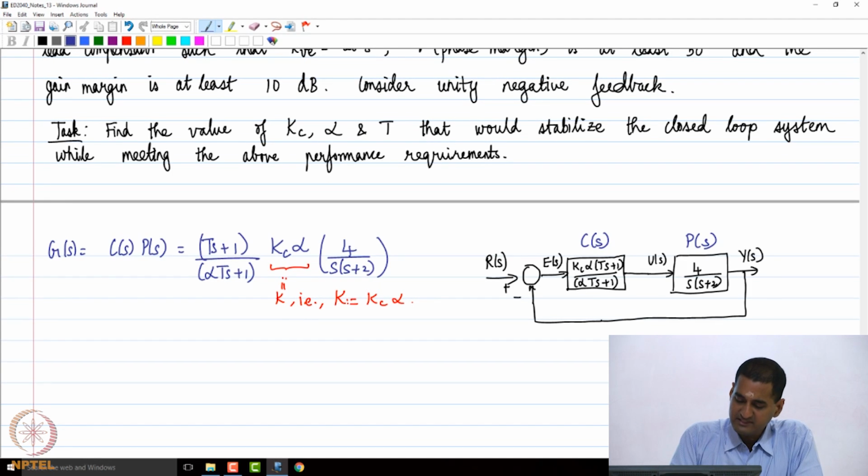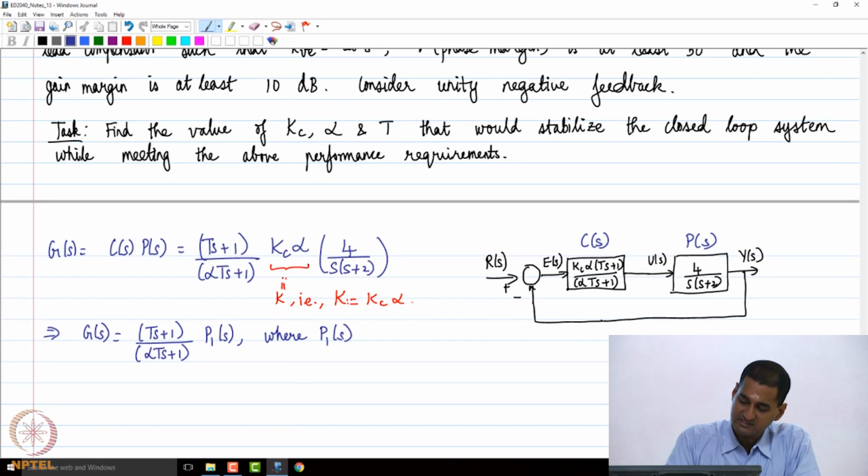So, this would essentially tell me that the forward path transfer function, that is G of s, which is the product of the controller transfer function and the plant transfer function, is going to be (Ts plus 1) divided by (alpha Ts plus 1) times P1 of s, where the transfer function P1 of s is going to be equal to k times P of s. So, that is what we have.